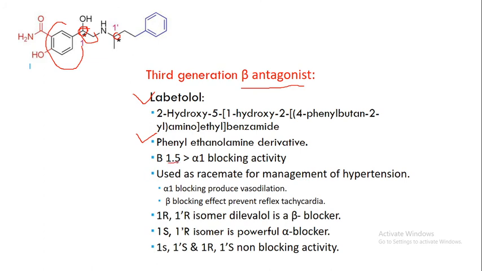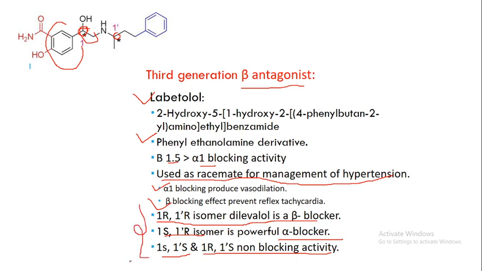It has 1.5 times more beta activity than alpha blocking activity, and it is used as a racemate for management of hypertension. Alpha 1 blocking produces vasodilation and beta blocking prevents reflex tachycardia. The 1R,1'R isomer of dilevalol is a beta blocker. The 1S,1'R isomer is an alpha blocker, and the 1S,1'S and 1R,1'S isomers have non-blocking activity. This you have to remember.